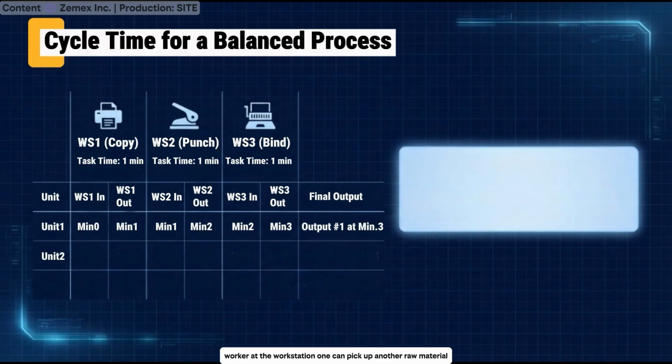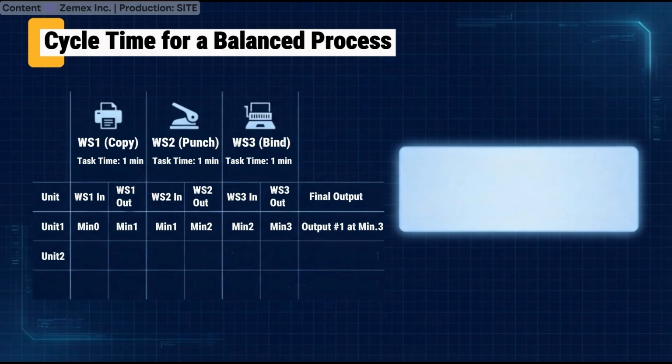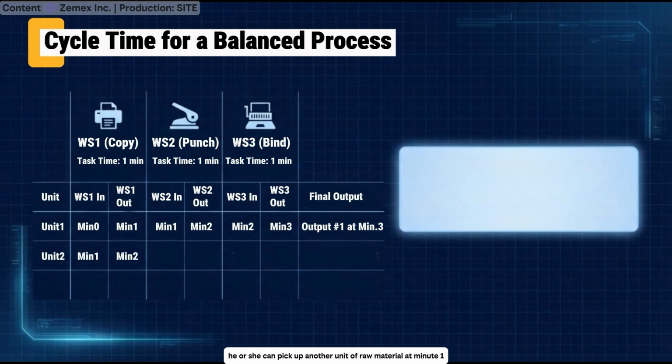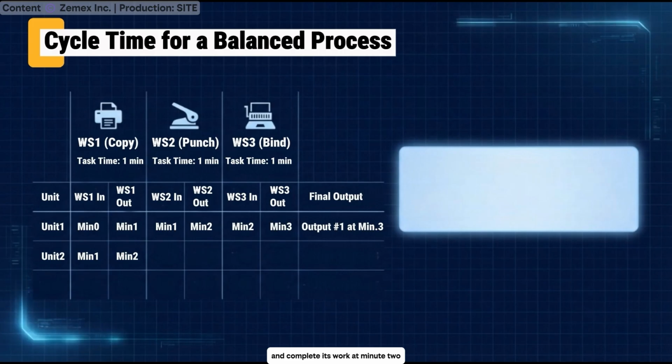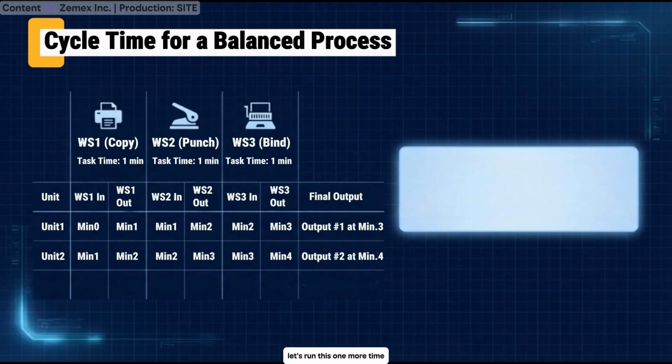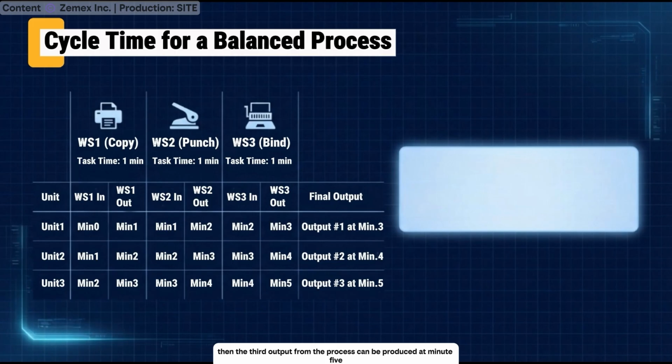Worker at workstation 1 can pick up another raw material. After the first worker completes the first paper, he or she can pick up another unit of raw material at minute 1 and complete its work at minute 2. And it repeats its task. And one more time. Now you have the second output that came out of the process at minute 4. Let's run this one more time. Then, the third output from the process can be produced at minute 5.